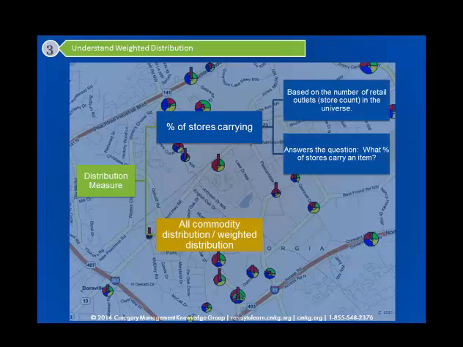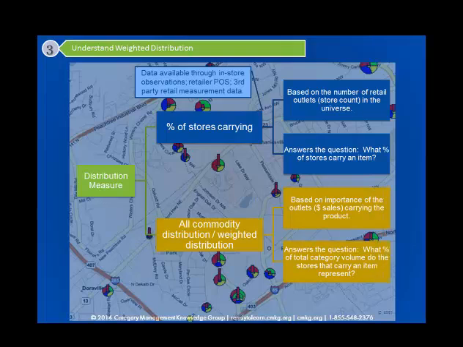So quick definition is, and what do these measures answer? Percentage of stores carrying is based on the total number of stores that are actually carrying the product. So if you have 100 stores in your universe, your banner, your region, whatever it might be, and you have 80 stores carrying the product, you have 80% distribution.